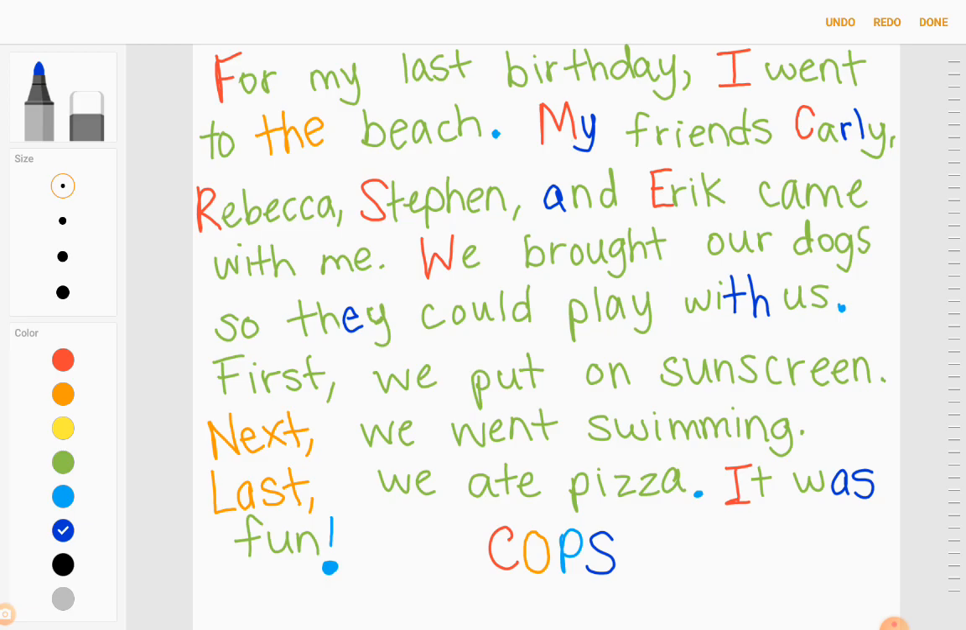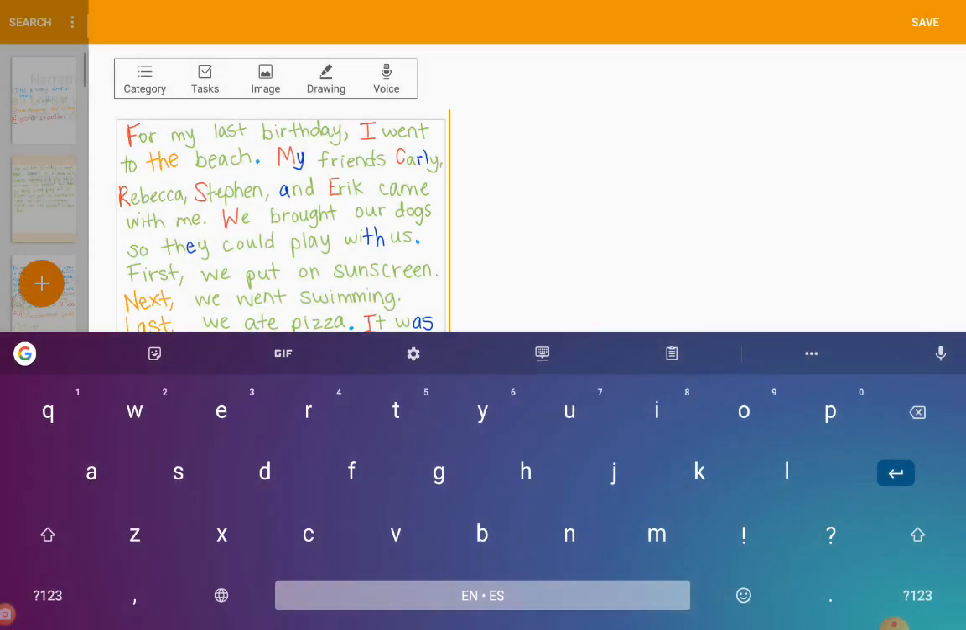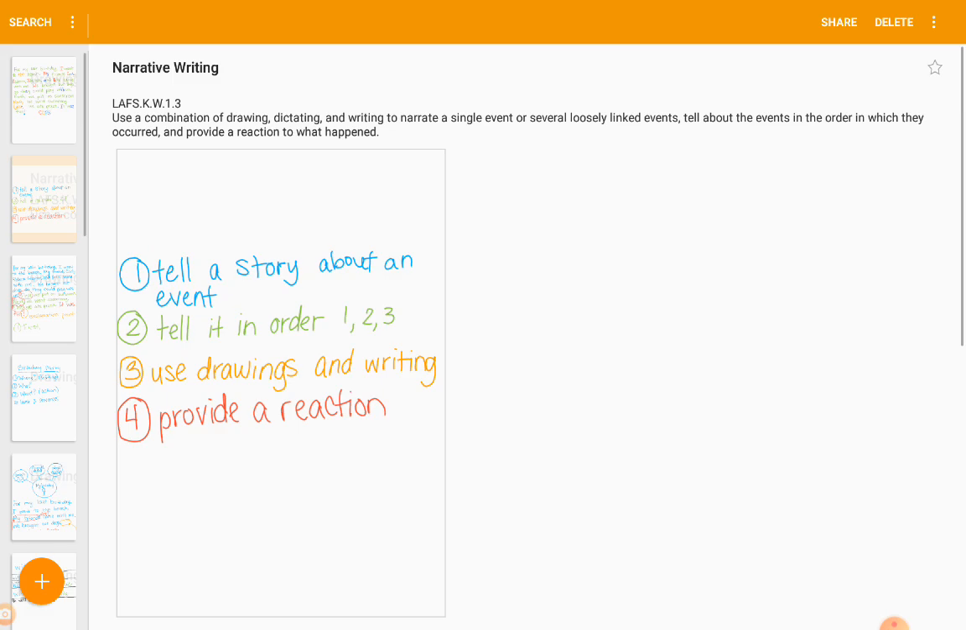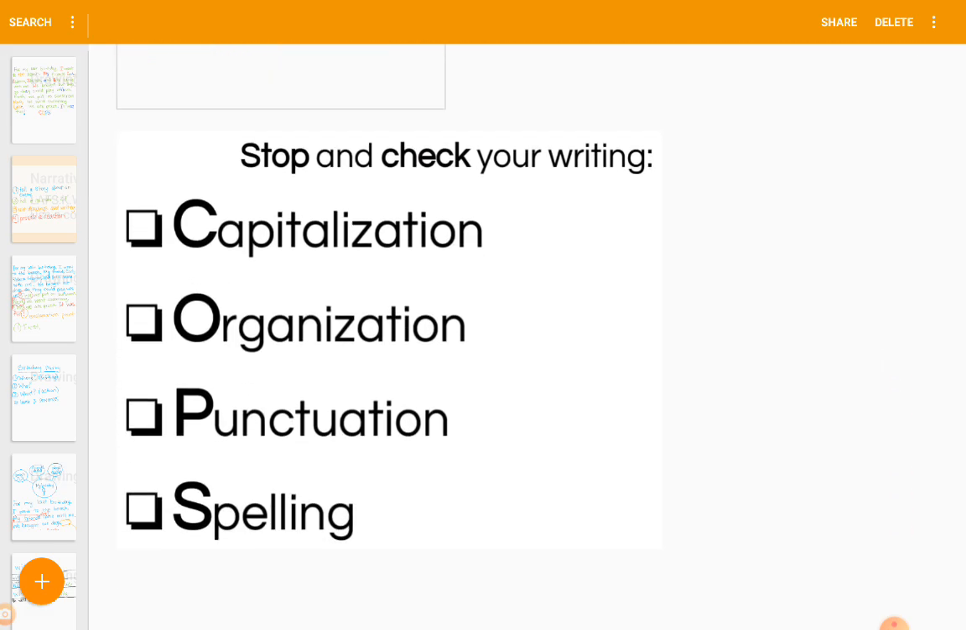So remember, we are using COPS to go through our writing and make sure it is ready to go for our readers because this is our final draft. So I'll go through COPS one more time. Remember, you're going to stop and check your writing today. C is for capitalization. Does each sentence start with a capital letter? The rest of the letters should be lowercase unless it's a name. O, organization. Are there finger spaces between your words? Are the words in the right order? Are your transition words in the right order?